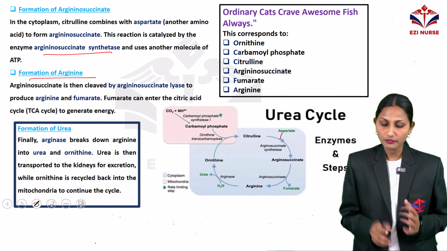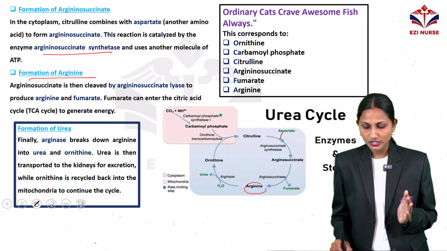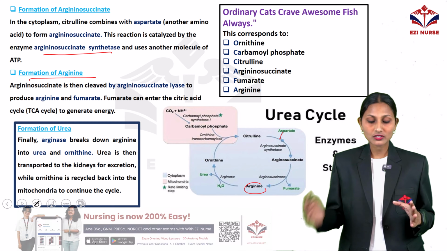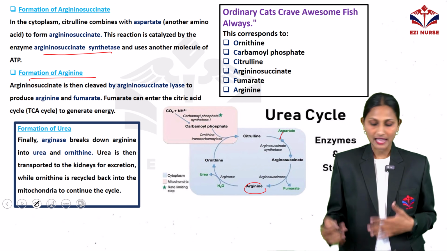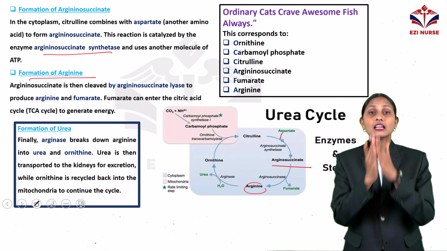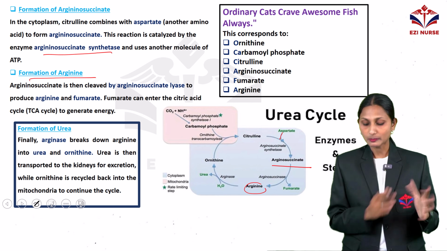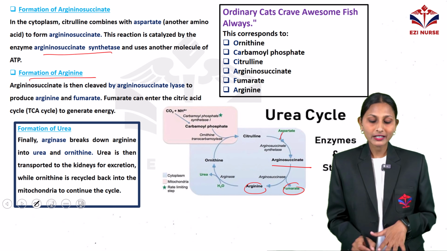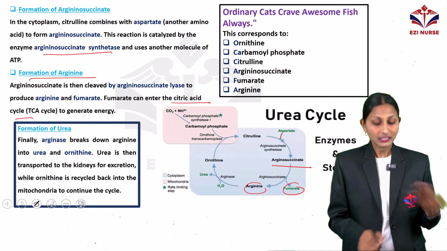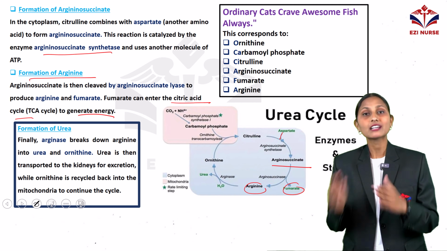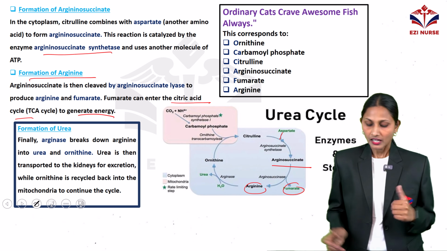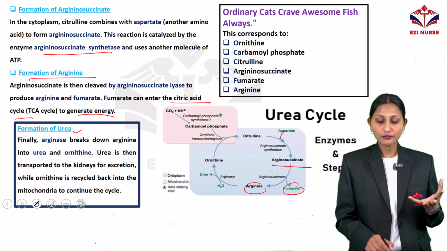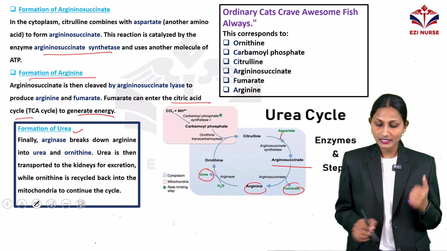Next is the formation of arginine. But how? Argininosuccinate is cleaved by argininosuccinate lyase to produce arginine and fumarate. This breakage gives us 2 compounds, fumarate and arginine. The fumarate can enter the citric acid cycle, the TCA cycle, to generate energy, and the arginine will be left here. Next, the formation of urea takes place, as you can see in the diagram.